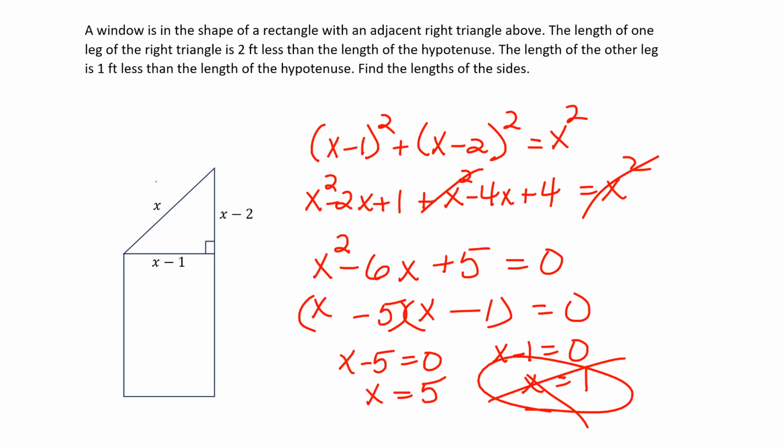And if x is 5, this triangle has a hypotenuse of 5. And this leg would be 3. And this leg would be 4. And the 3, 4, 5 triangle is a right triangle. So we know that the lengths of the sides are 3, 4, and 5 feet.